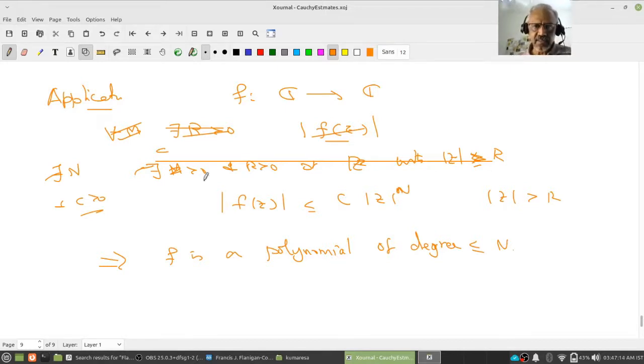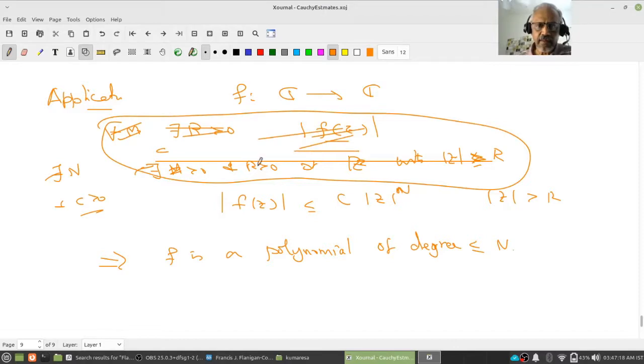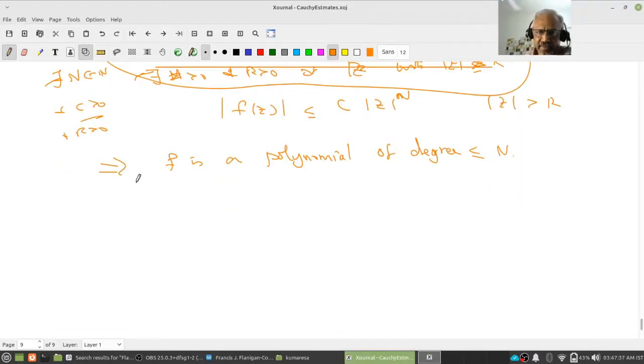You understand that? So forget all these things. What is my assumption? There is a natural number N and a positive constant c and an r positive, so that mod f(z) is less than or equal to c times mod z to the power N for all z with mod z greater than r. Whatever I wrote is correct. Now I am just writing it up. Earlier also that's what I wrote. Make sure you understand this statement.